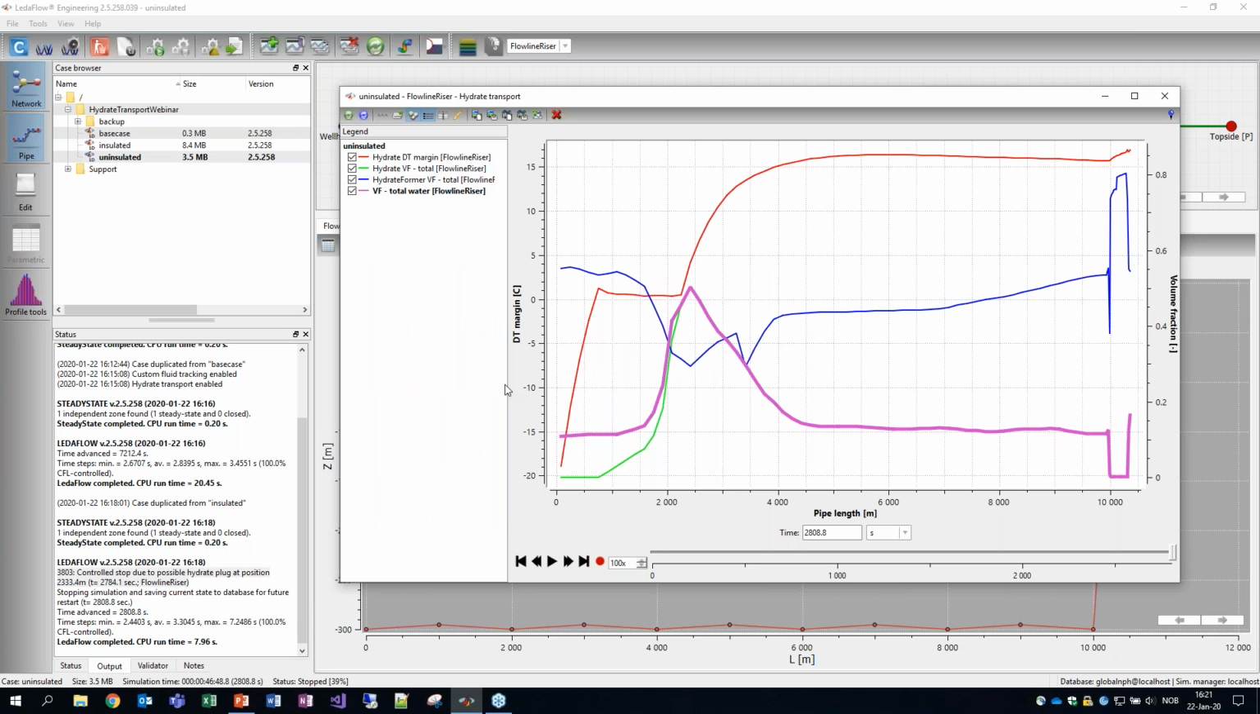It depends. So the one I've shown in these plots over here is the volume fraction. It says volume fraction total water. No, that's not the right one. Sorry, so the hydrate volume fraction over here is compared to the total pipeline, but it's also possible to plot the hydrate volume fraction relative to the water phase in which it's located.